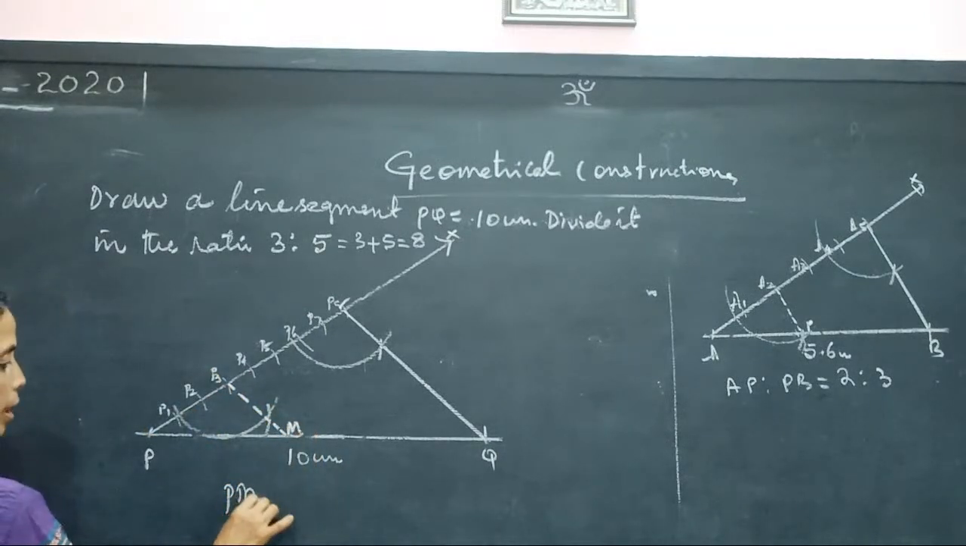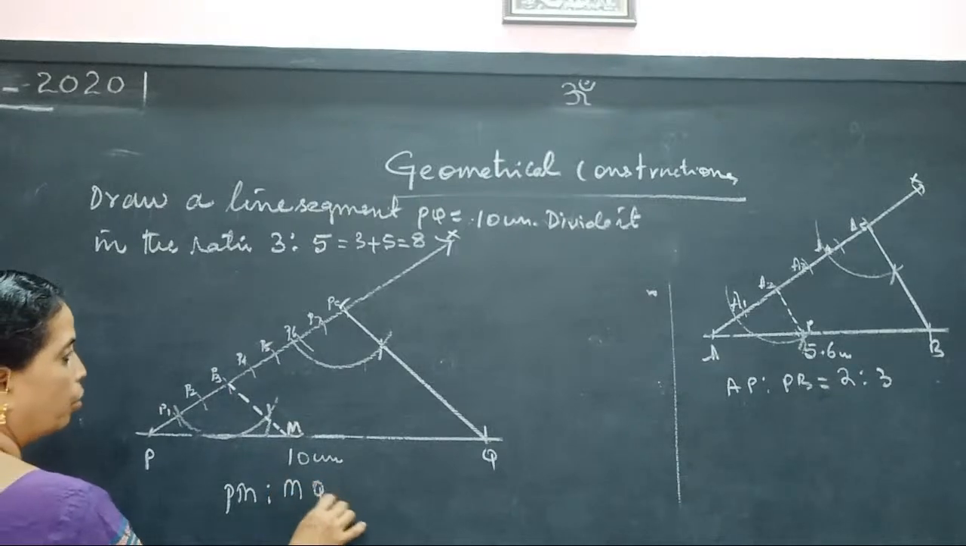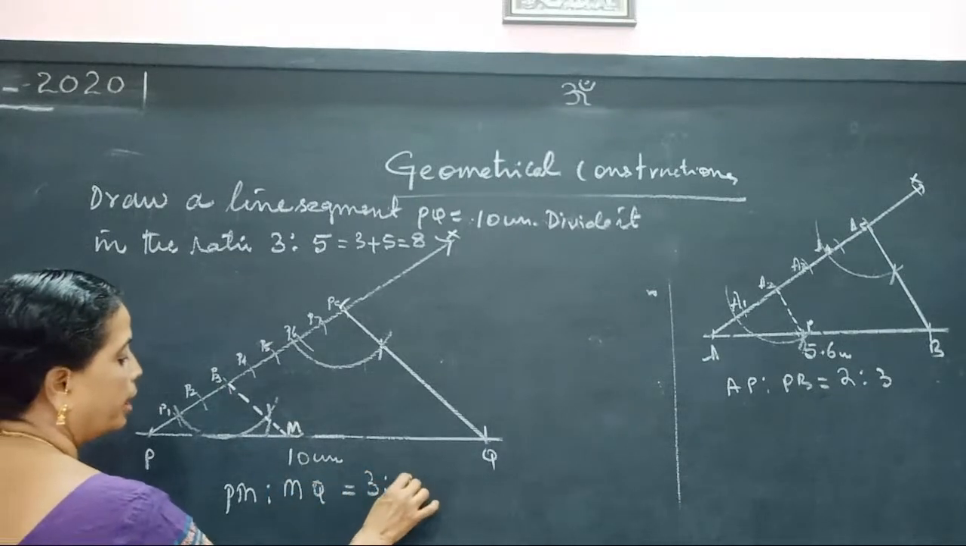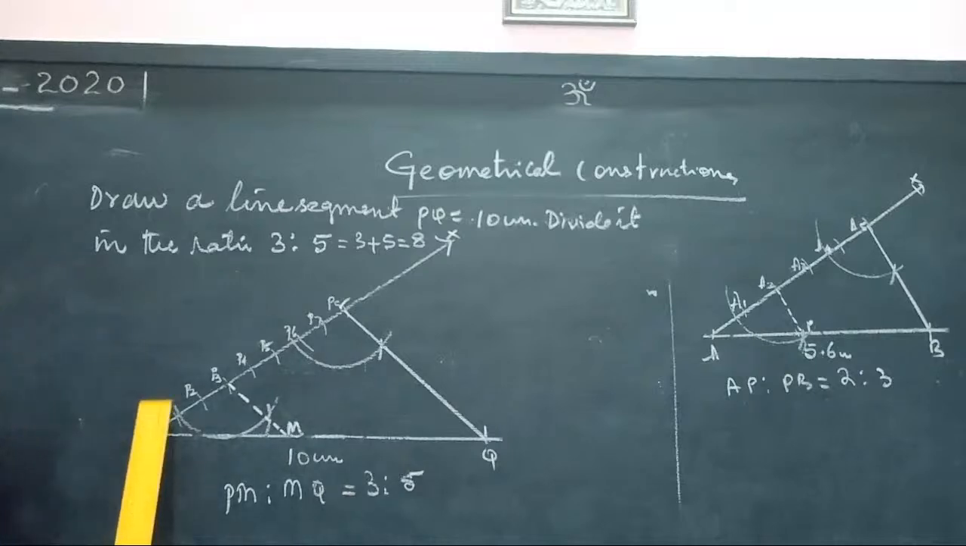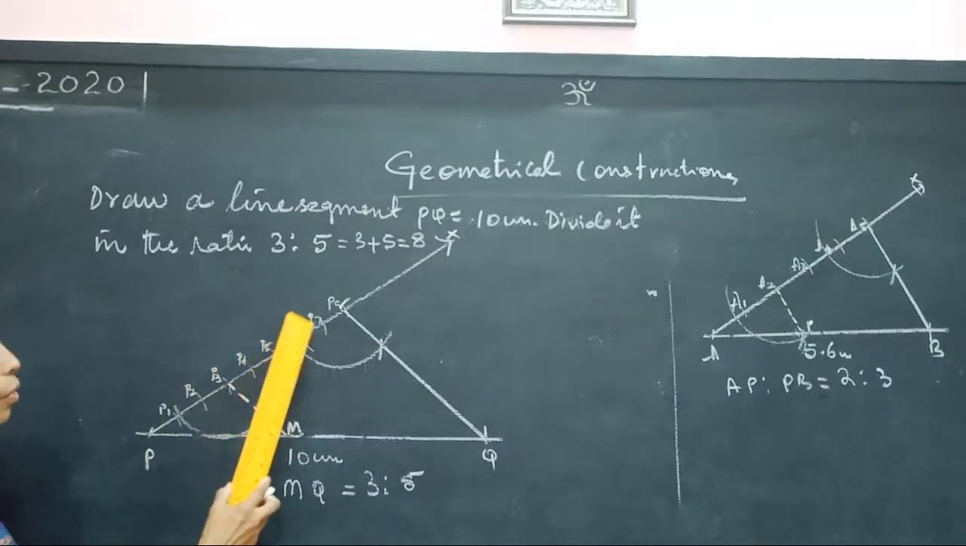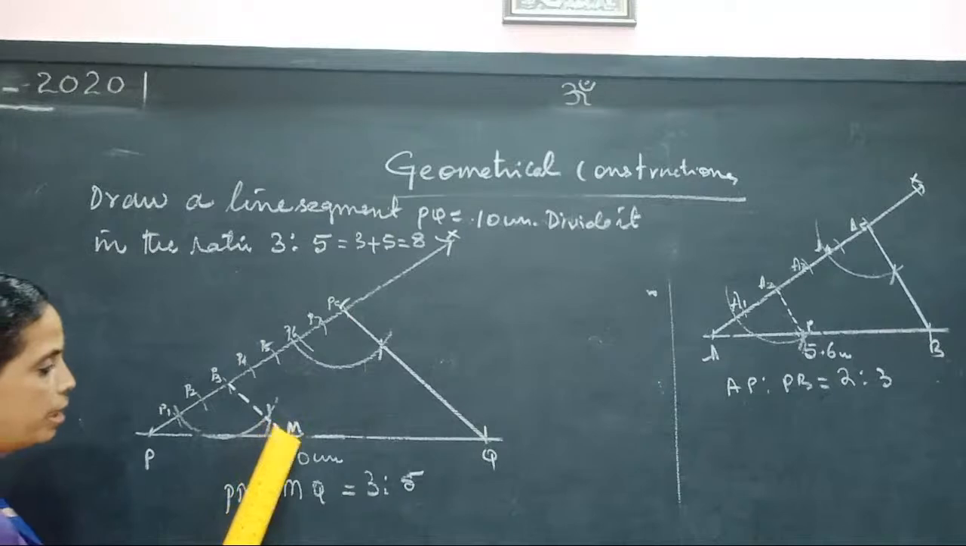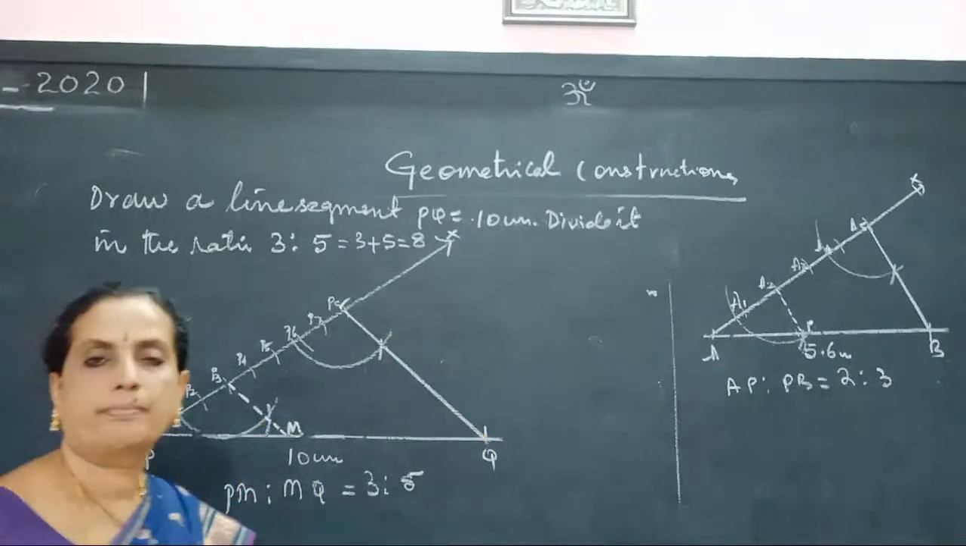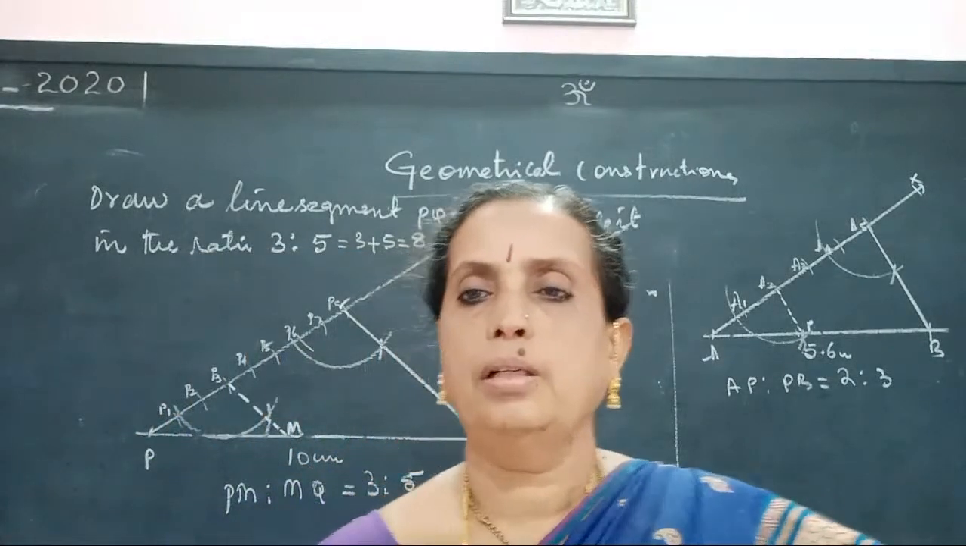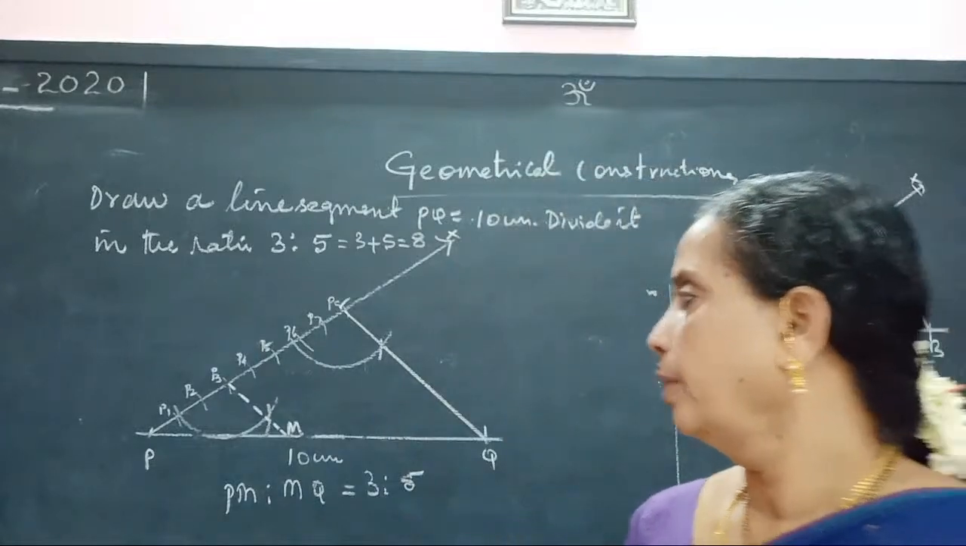So PM is to MQ equals 3:5. 1, 2, 3, 1, 2, 3, 4, 5. So 3:5. Is it clear? Do the construction neatly.